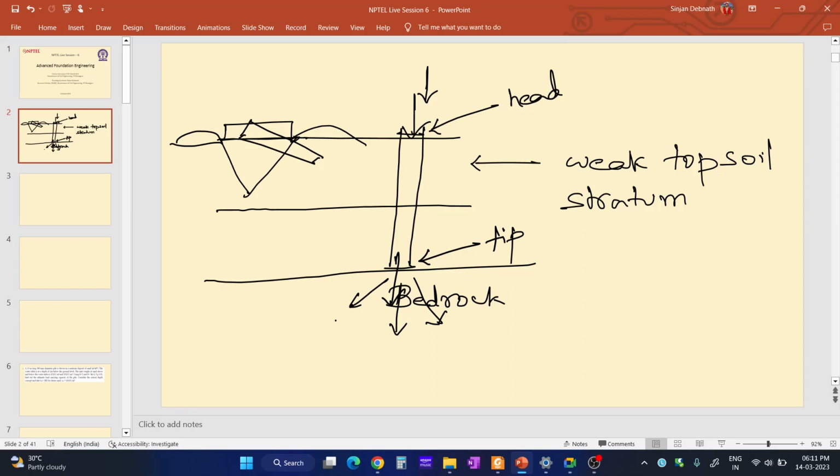This is the end bearing pile, because the complete load is being transferred to the bedrock via end bearing. It is transferring through the tip to the bedrock, and no friction is involved.